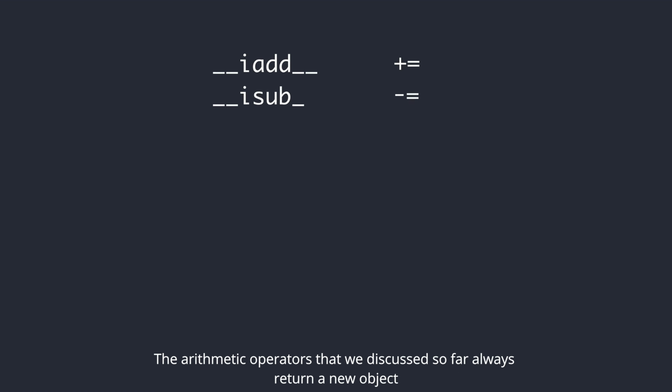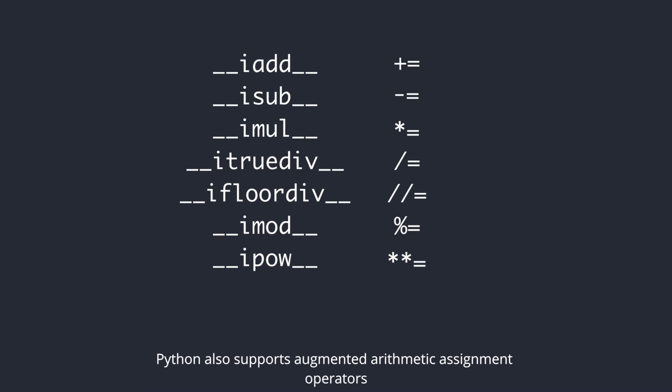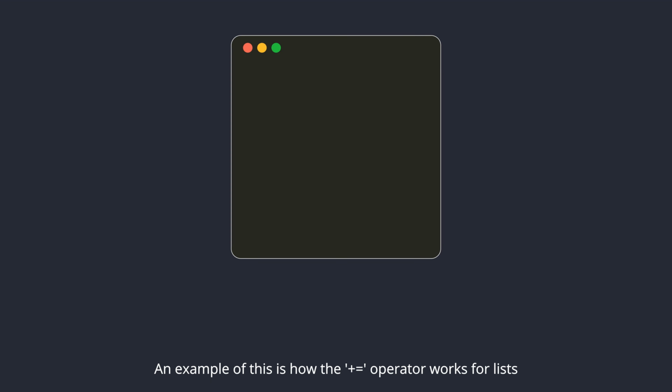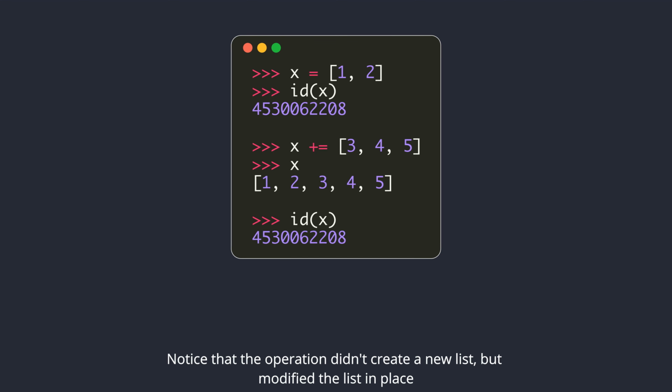The arithmetic operators that we discussed so far always return a new object. Python also supports augmented arithmetic assignment operators. These methods should attempt to do the operation in place and return the result. An example of this is how the plus equals operator works for lists. Notice that the operation didn't create a new list, but modified the list in place.